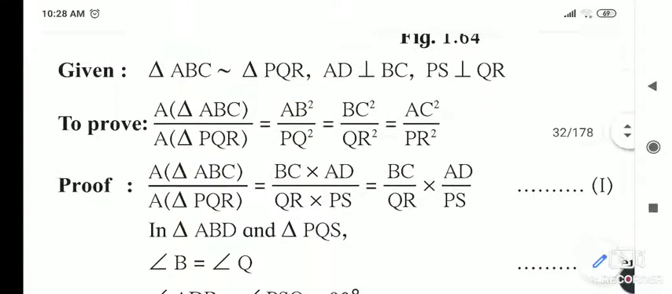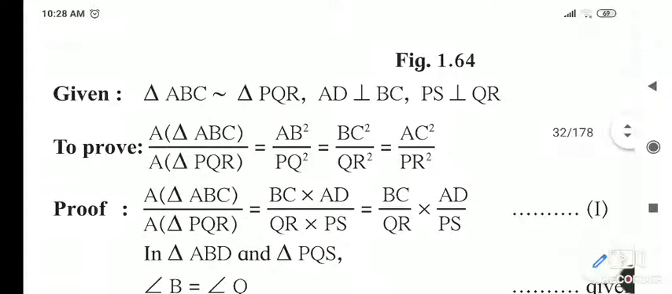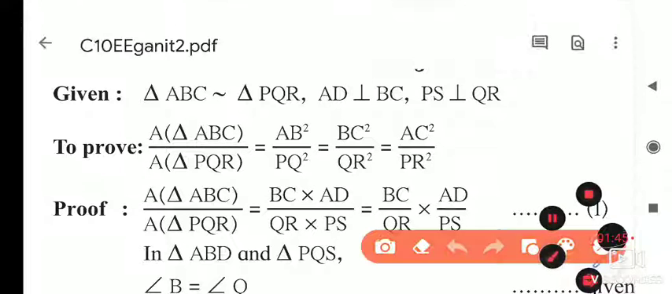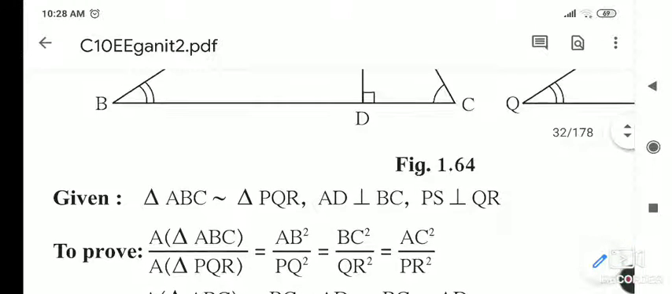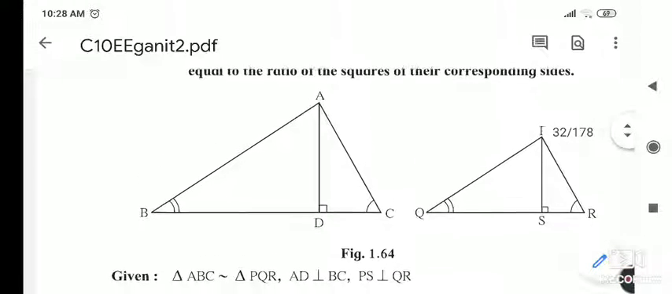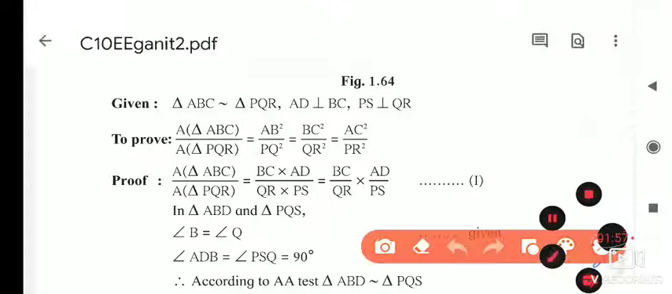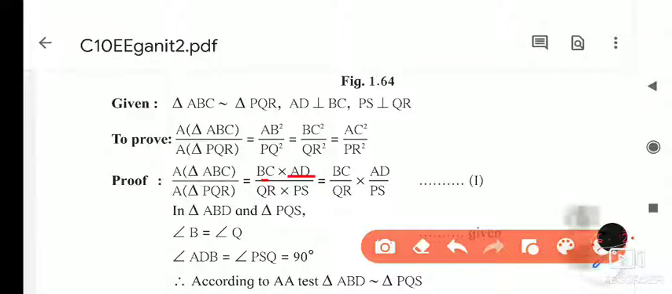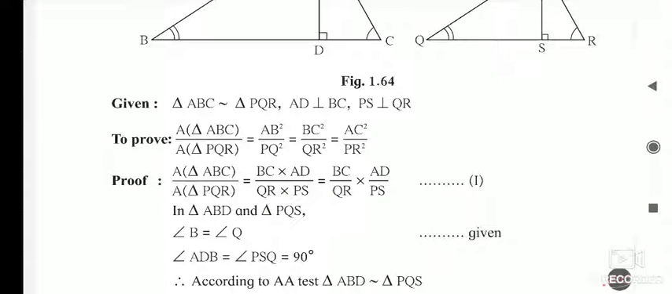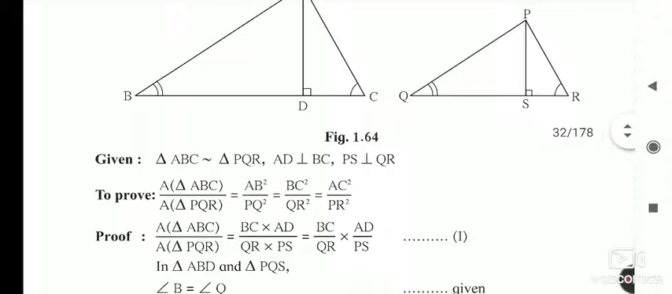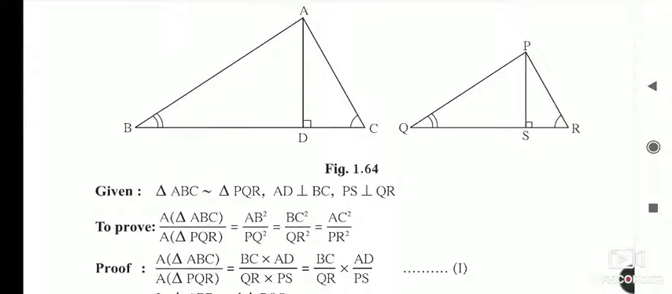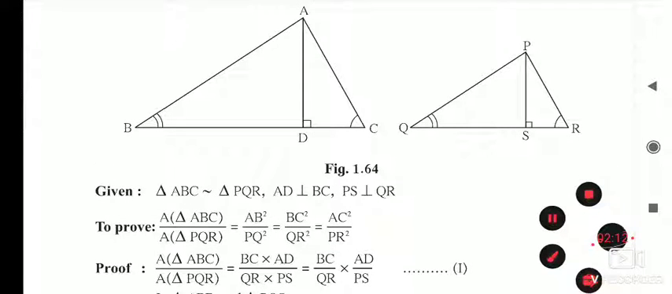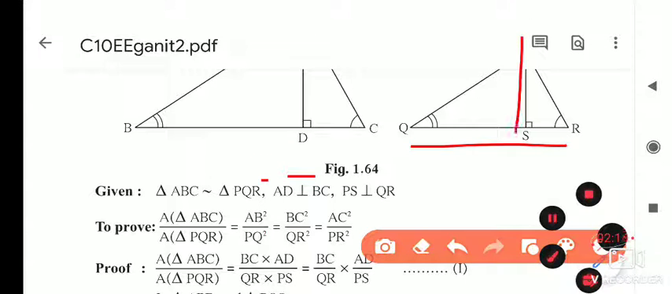Okay, so to prove this, first of all, as we know, the ratio of the areas of two triangles is equal to the ratio of base into height of the corresponding triangles. So the area of triangle ABC is equal to base BC and height AD. So here the area of triangle ABC is equal to base into height, that is BC into AD, and the area of triangle PQR is equal to base QR and height PS.